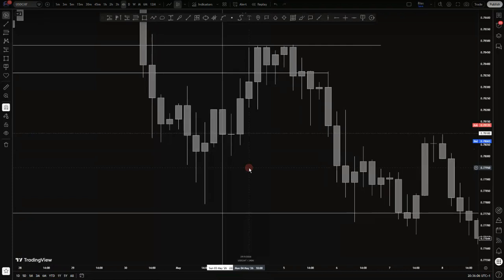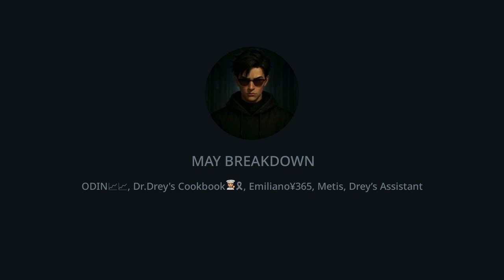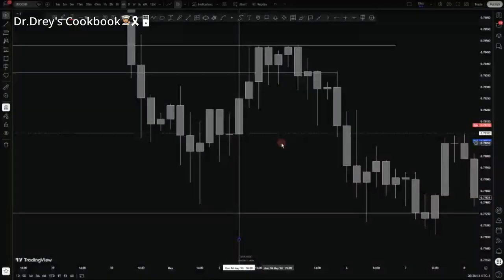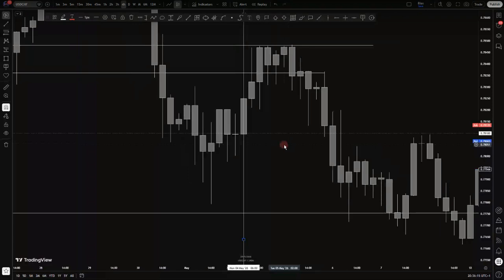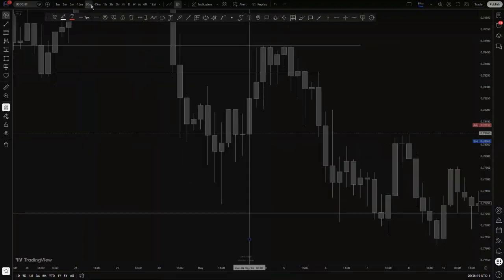So now, let's wait for Asia to finish. So this is where Asia finished. We still did not have any break to the upside. Now, some people might try to sell this. Remember, we wanted to sell this position from here. That has not changed.